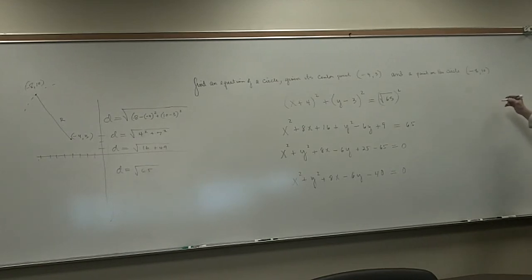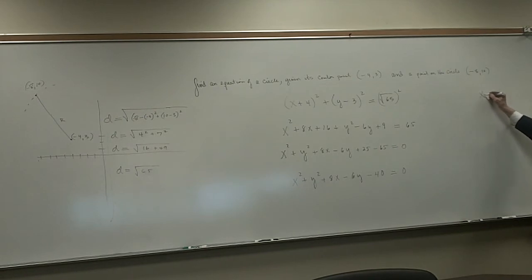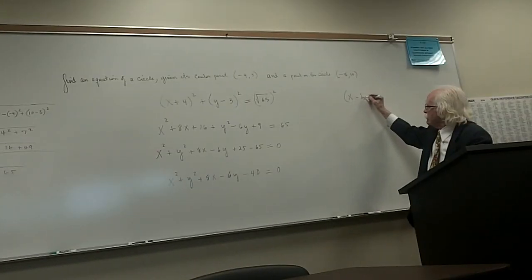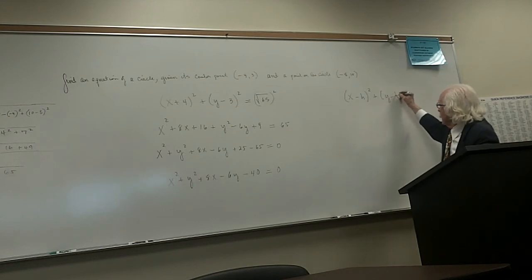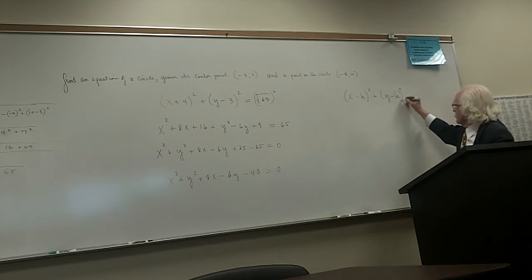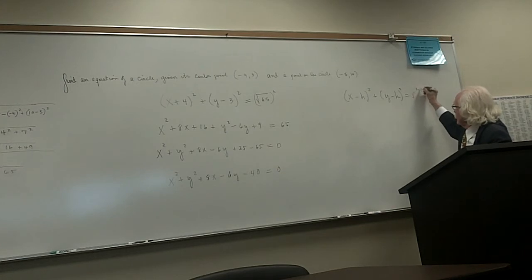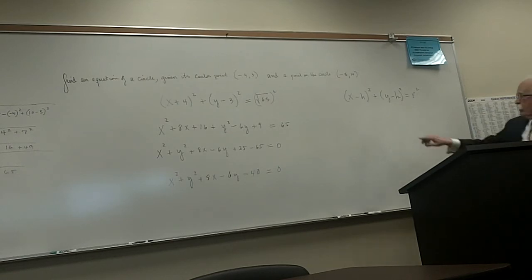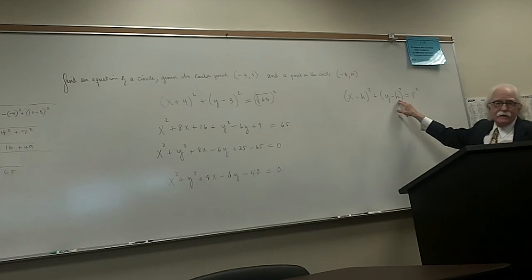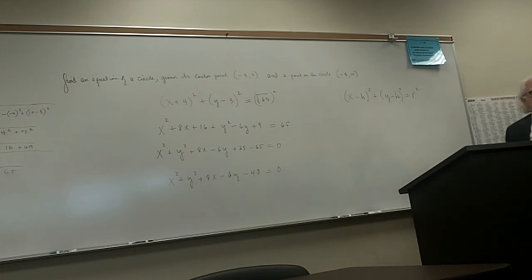See, look, the equation of a circle is always going to be this, everybody. It is x minus h squared plus y minus k squared equals the radius squared. That's just the standard equation of a circle, where h and k is the center point.